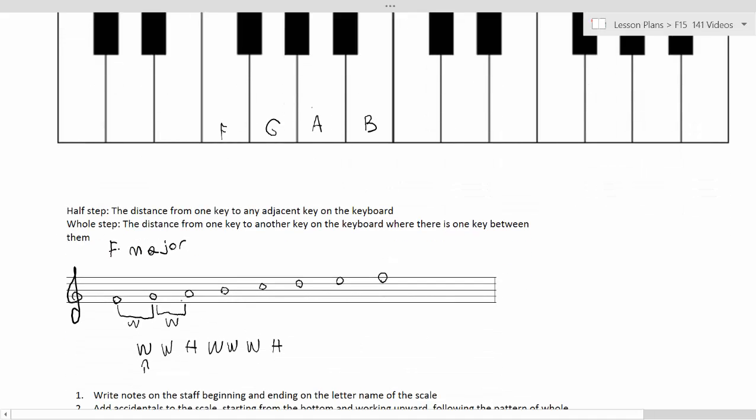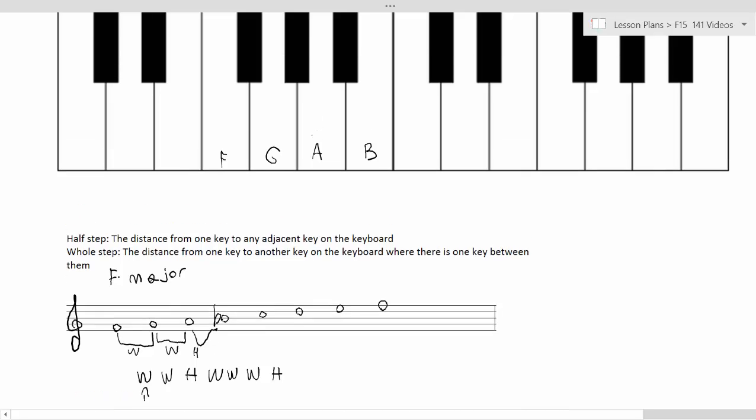If I change the A though, here's our A in the scale, that's going to change the distance between the G and the A. So I don't want to mess with that A, I only want to mess with the B. So I'm going to lower the B to B flat, and that's going to give me my whole step between A and B. And I'm going to mark that with a little, I don't know what to call that, a little swoopy thing. A little V. And mark that H. So there's my half step.